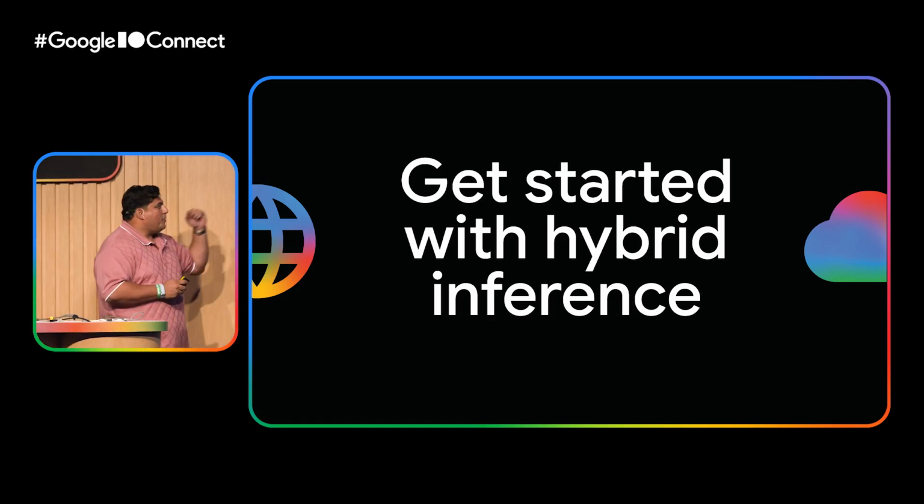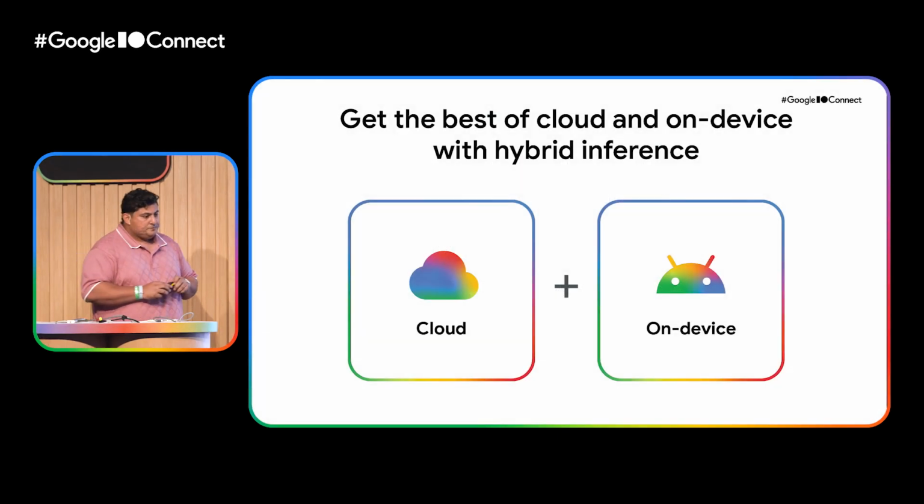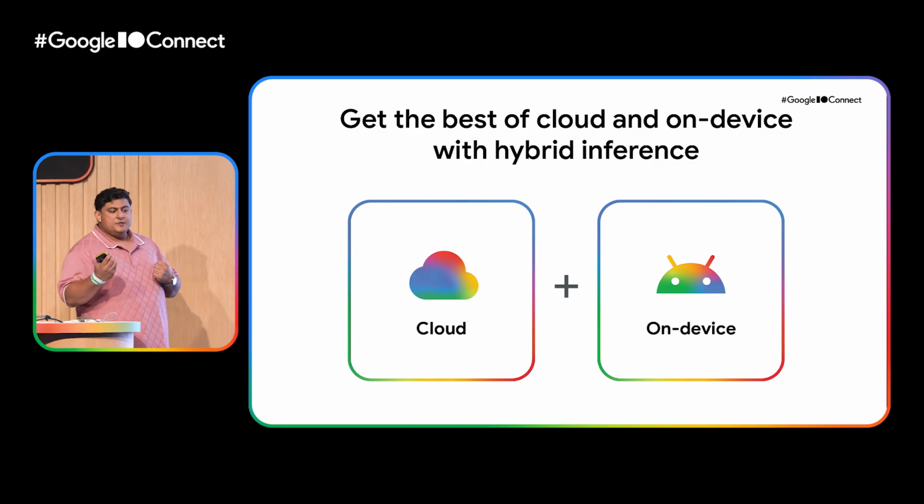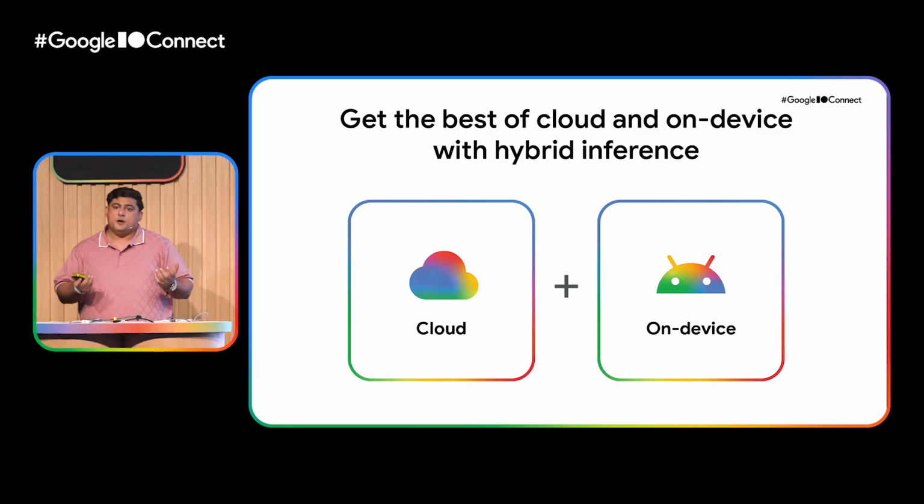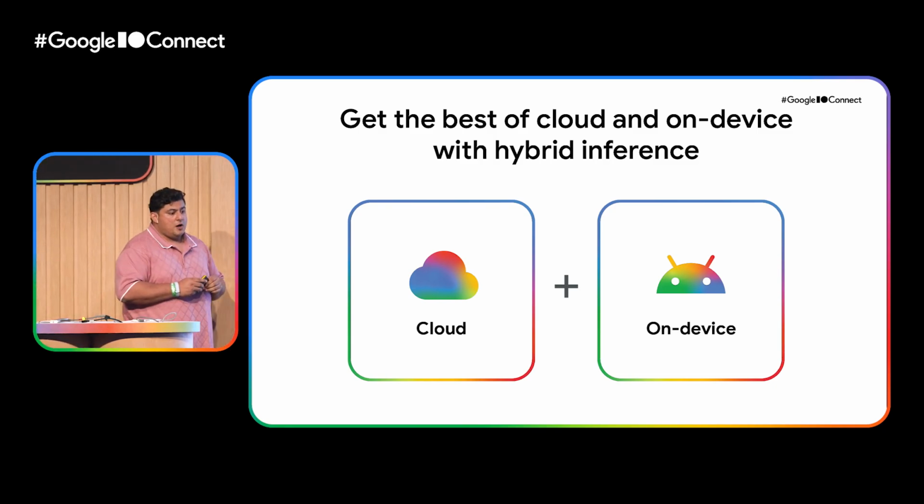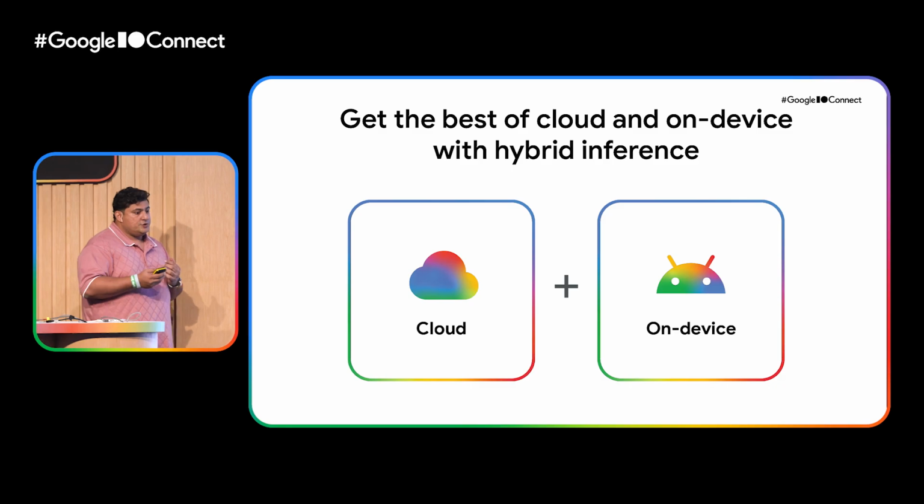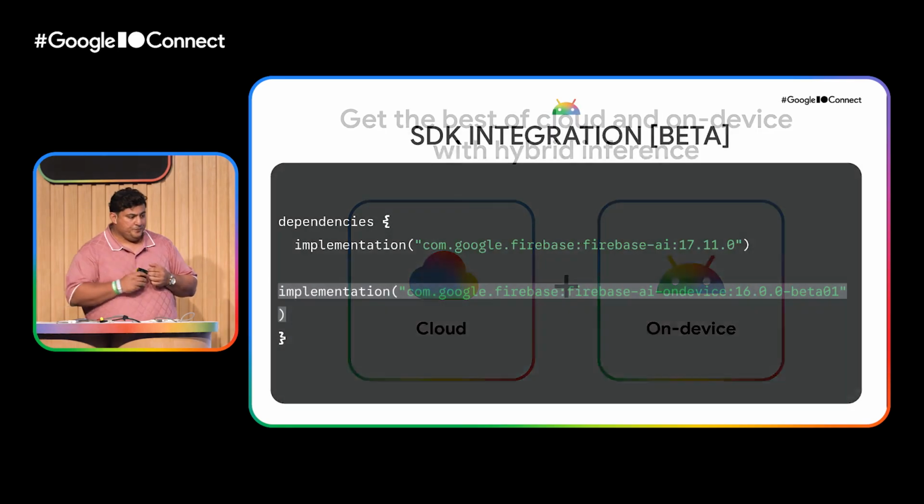And with that, let's talk about hybrid inference. Earlier, I talked about Gemini Nano running on some Android devices. But what if you want to combine both on-device and on-cloud inference together? That's the promise of hybrid inference. Let's see how we can leverage both on-device and cloud inference capabilities with the Firebase AI Logic Hybrid Inference API.